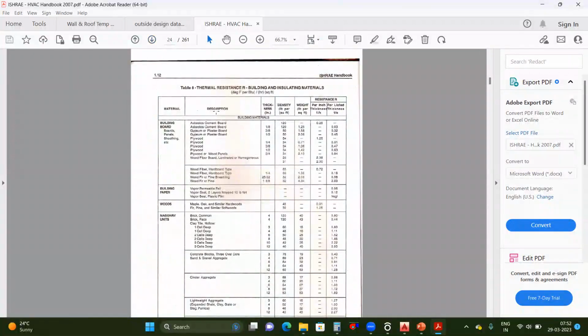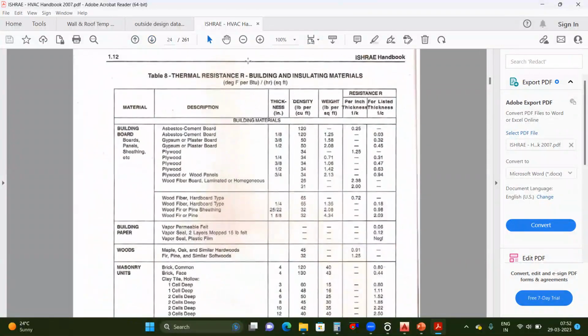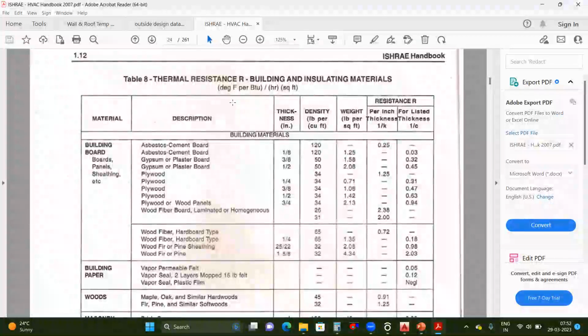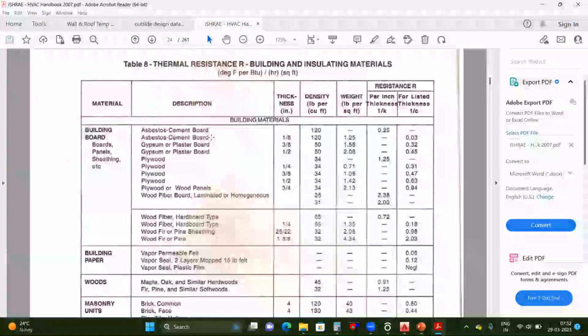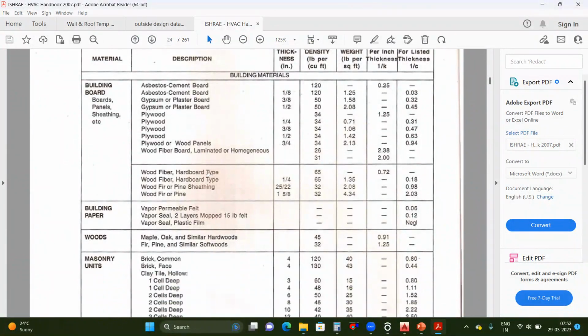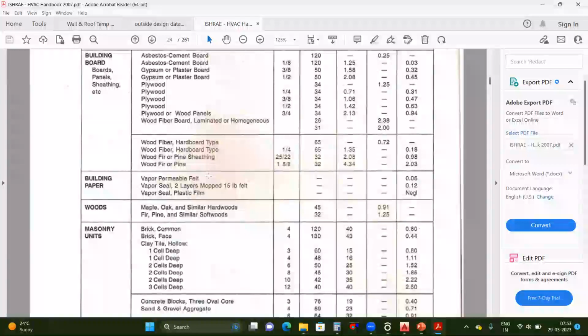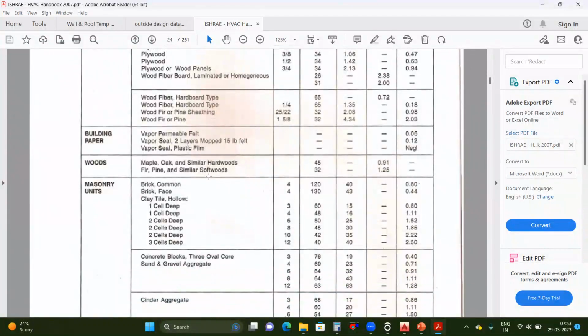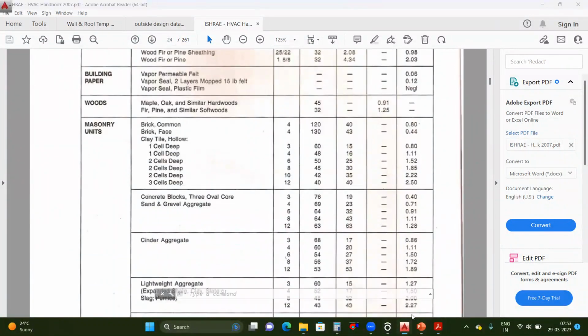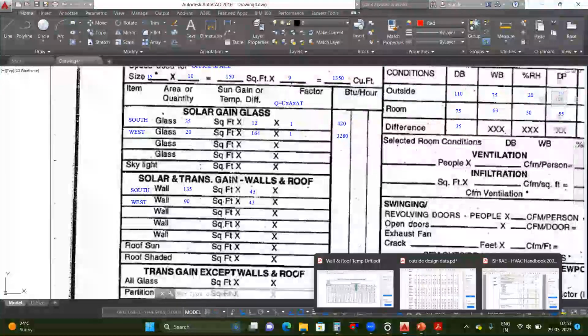Okay, in table 8, you can see thermal resistance of building and insulating materials. So these are resistance values of the materials. Here we will get all types of materials. If you are using asbestos cement board, gypsum board, or plywood boards, you will find every material here. First, let's see what our material is in the example.